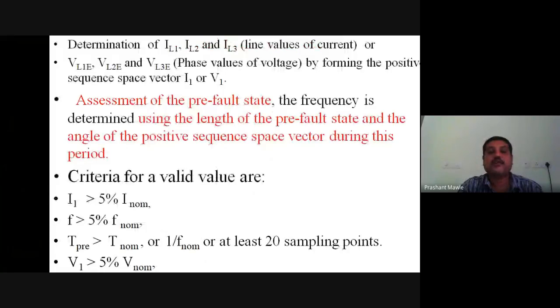So in every situation we need to find out the per phase values of line current and phase current. Similarly, we need to find out the per phase values of voltages and the phase angle between voltage and current. And all these factors depend on how much variation is there. So for the pre-fault condition, we are considering if the current is more than 5% of normal, similarly frequency is more than 5% of normal, then voltage is more than 5% of normal that we are observing.